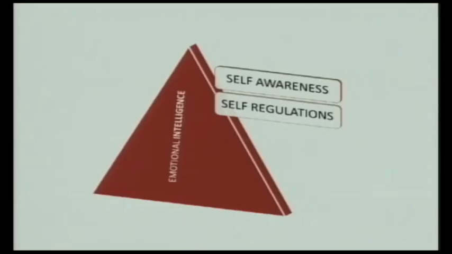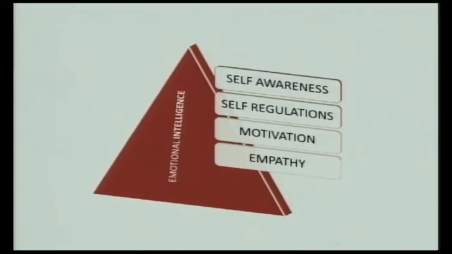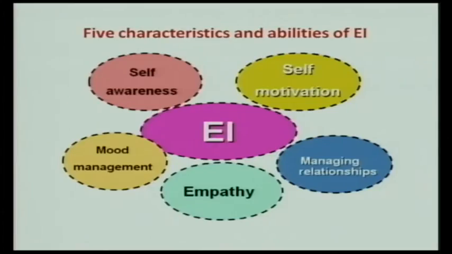Now let's see what is emotional intelligence in reality. Emotional intelligence is self-awareness, it is self-regulation, it is motivation, empathy and social skills. These are the 5 characteristics and abilities of emotional intelligence. I repeat, self-awareness is emotional intelligence, self-motivation is emotional intelligence, managing relationships is emotional intelligence, and the other 2 that I mentioned. Now let's quickly see what is emotional intelligence, the self-awareness component of it.